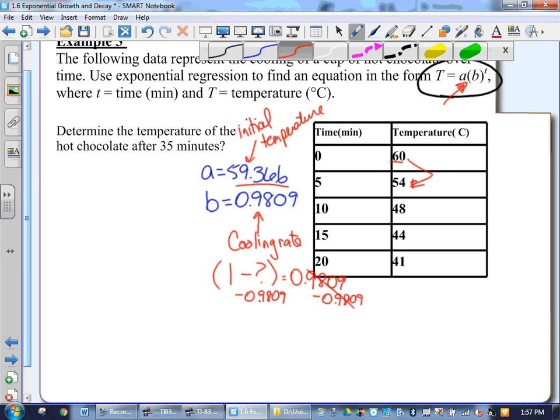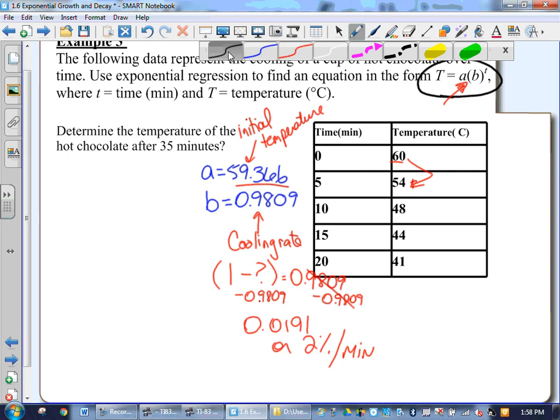I get a decimal value of 0.0191, or about 2% per minute. So that's just extra information for you. So the hot chocolate's cooling by about 2% per minute.